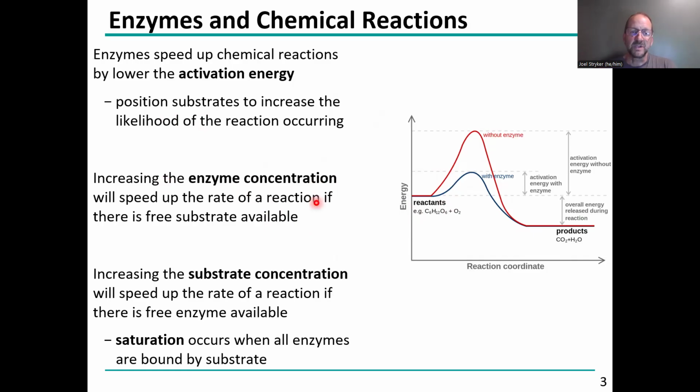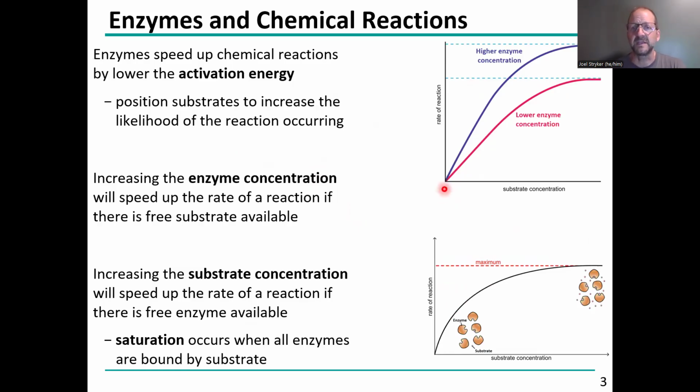Increasing the enzyme concentration will speed up the rate of a reaction as long as there is enough free substrate available. So obviously more enzyme means there's more active sites, meaning more reaction can happen. Increasing the substrate concentration will speed up the rate of the reaction if there's free enzyme available. So basically it's saying if there's enzymes floating around that aren't doing everything every second, but you make more substrates, now they'll be available to do more, and so they'll do more, right? That will cause the rate of the reaction to go up.